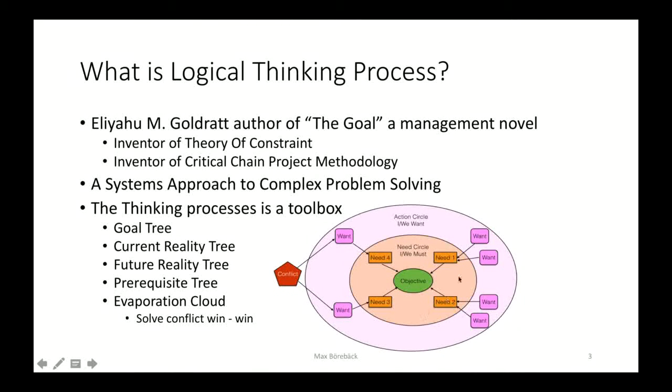On the right side here you see an objective and you see the needs. And around the needs we have the actions or the wants. So to meet an objective, the needs have to be fulfilled, and the wants specify how we want to do that. And here is the most frequent place for the conflict.